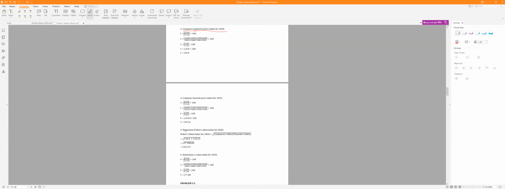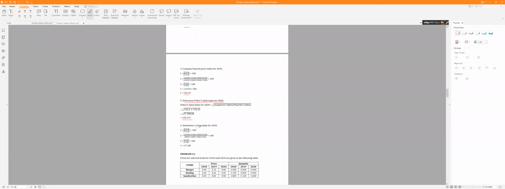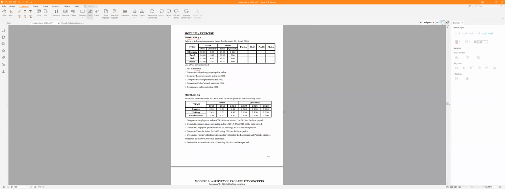Right, now we have to find Fisher's ideal index. Just multiply Paasche and Laspeyres, and then you square root them. Then you'll get 132.275 and determine a value index, which is basically just 2020 as a whole compared to 2019 as a whole. You'll get this, right? 177.48.